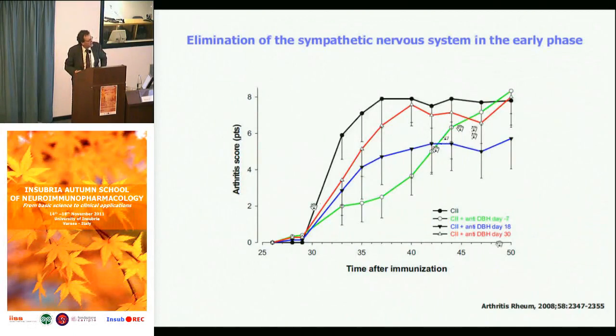And when you do that at day 18, in the middle of the immunization process, somewhere here, then you see this is not as strong as with the green line. And when you do it on day 30, here is no effect at all. So you see the influence of the sympathetic nerve fibers changes. At the beginning, in the very early phase, it is clearly pro-inflammatory. It supports the disease because if you take it away, the expression of the disease is much lower. Okay?